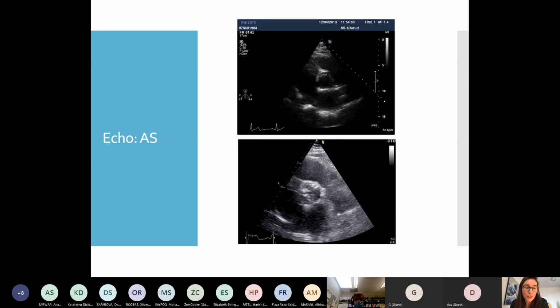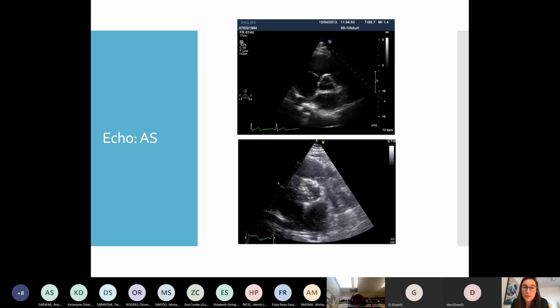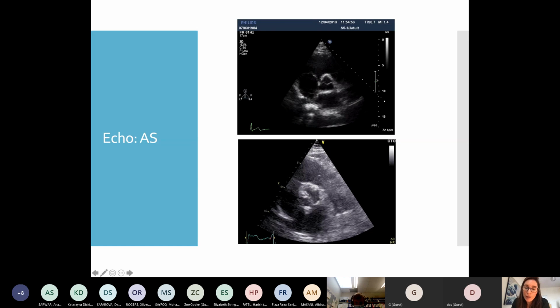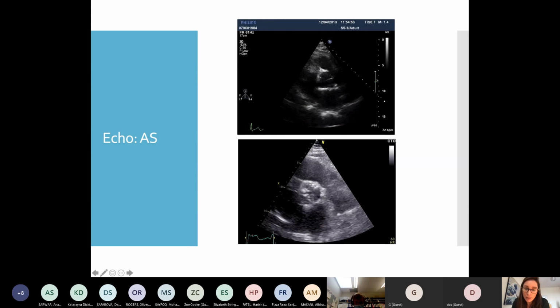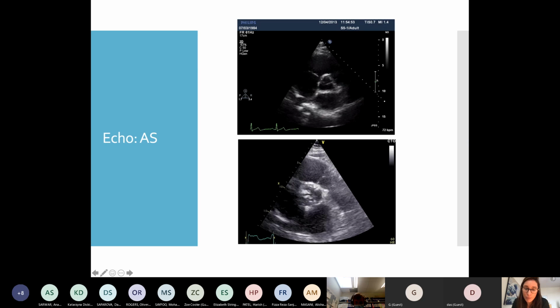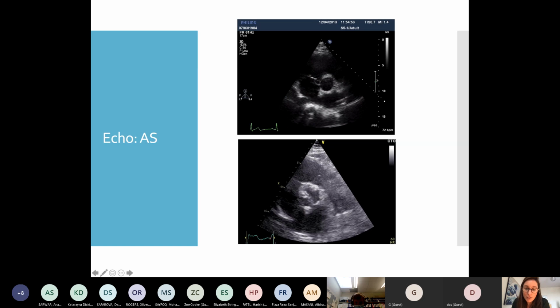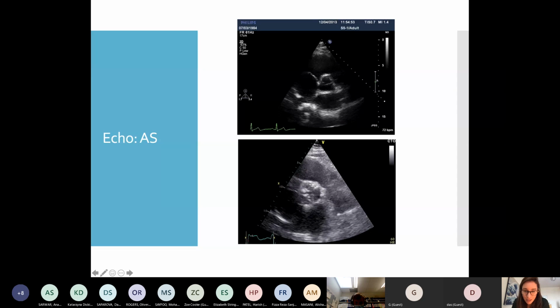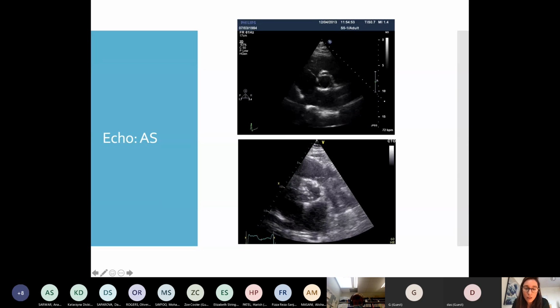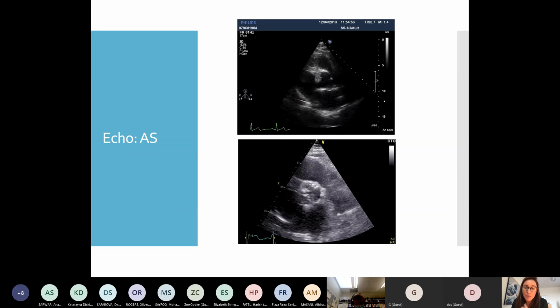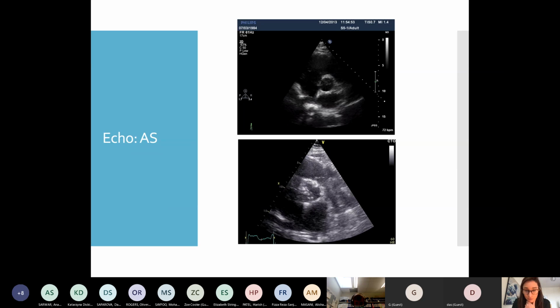Now this is an echo showing aortic stenosis. At the top, we've got that normal valve that we looked at before. And at the bottom here, you can see these three cusps, and I'm going to draw along the line where they meet together, making sort of a Mercedes-Benz type image. But you can see that they're really thick and very white, so there's a lot of calcification here. And I think you can probably appreciate from these images that the valve is barely opening.